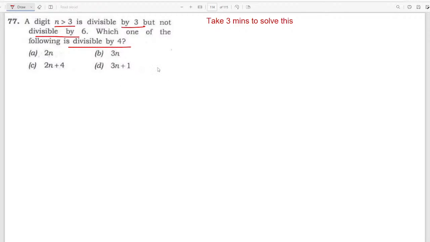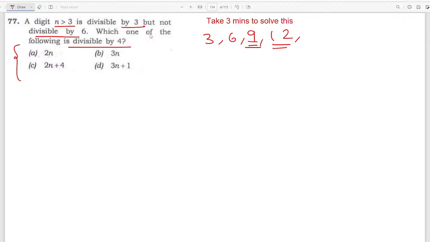One of the best ways to do such questions is to take an example and then try out the options. They are saying that n is greater than 3, and n is divisible by 3 but not divisible by 6. So n cannot be 3 because n is greater than 3. Multiples of 3 are 6, 9, 12. We'll take 9. 9 is divisible by 3, but not divisible by 6. You can take any odd multiple of 3. If you take an even multiple, it will be divisible by 6.